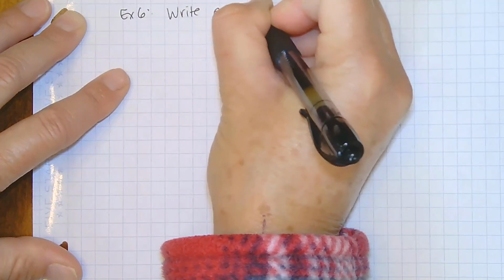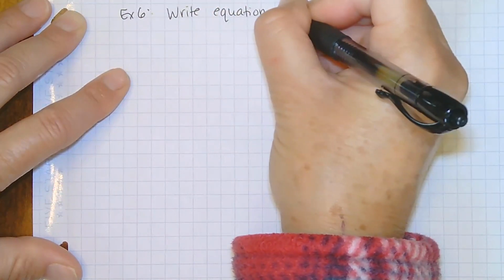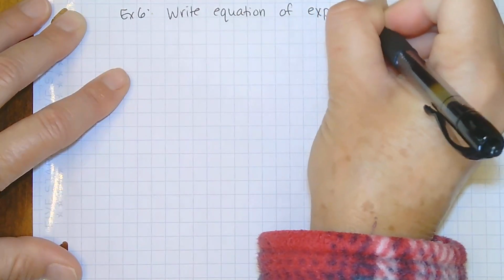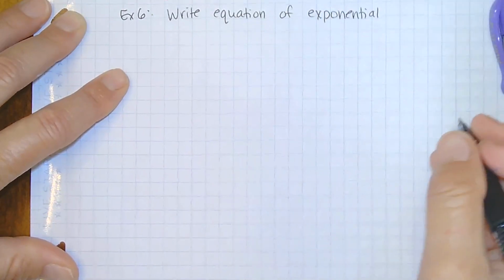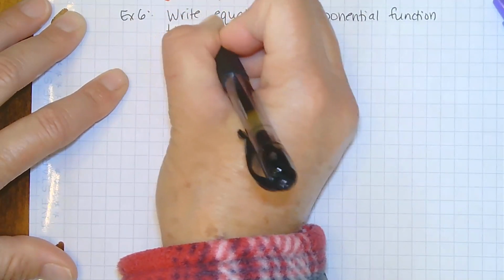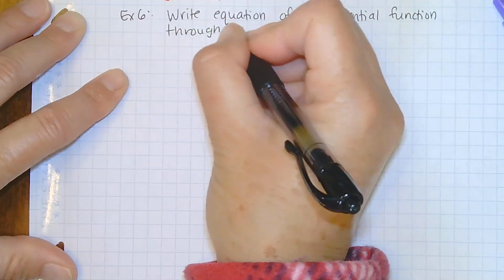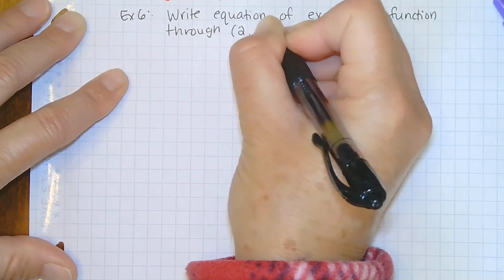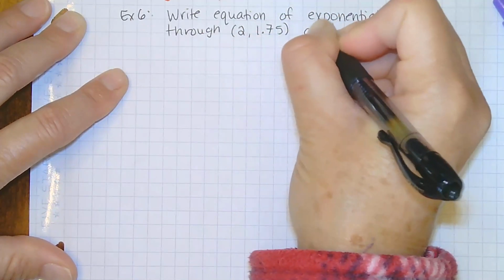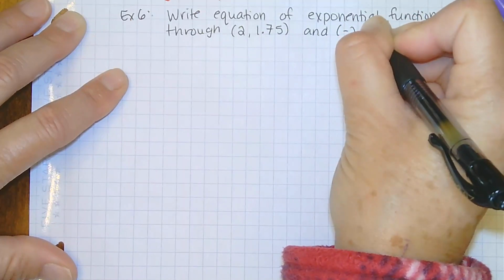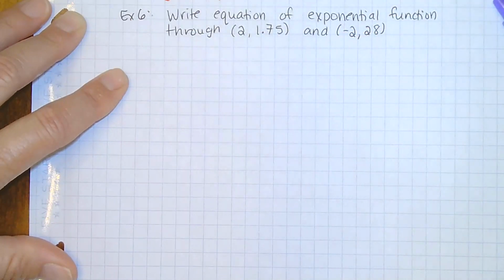Equation of exponential function through 2 comma 1.75 and -2 comma 28.